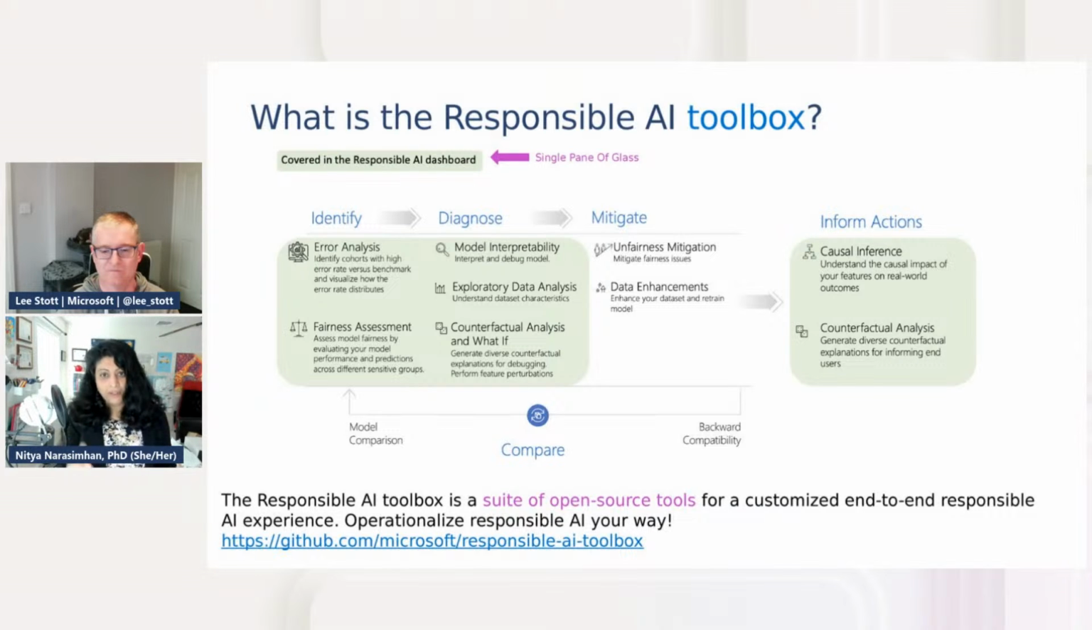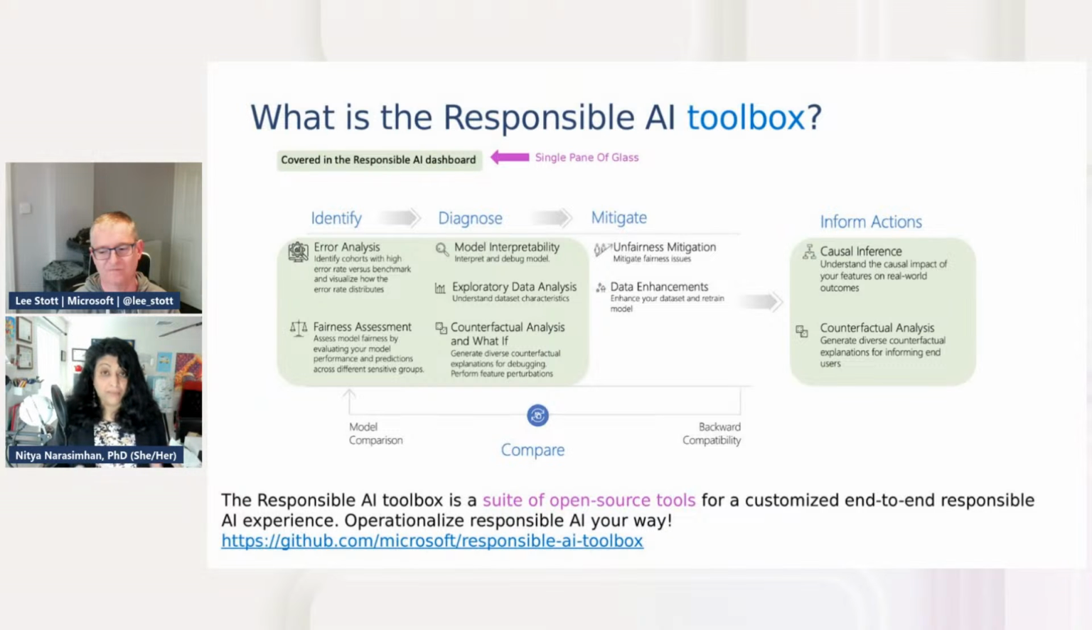As an example, there's an error analysis tool that can help you look at the error rates in your model, not just at the high level and say, what's the average error rate, but that can help you dive in and say, is this error rate being distributed evenly? Are there certain demographics that are getting a higher error rate or being impacted adversely? And how do we fix that?